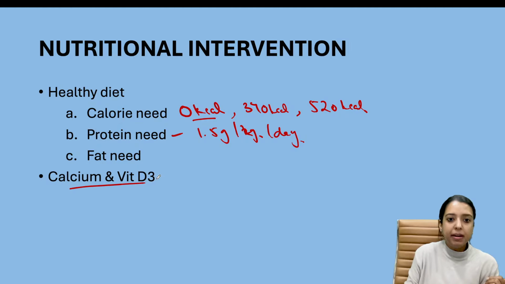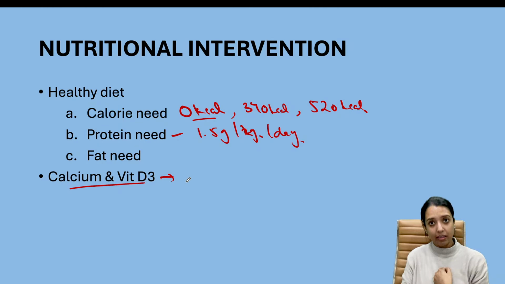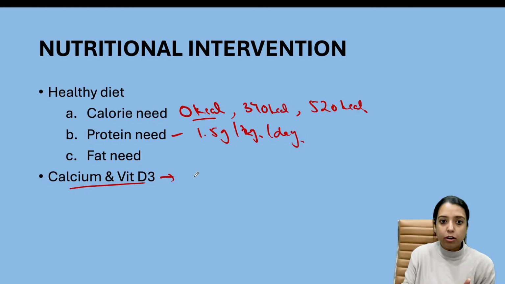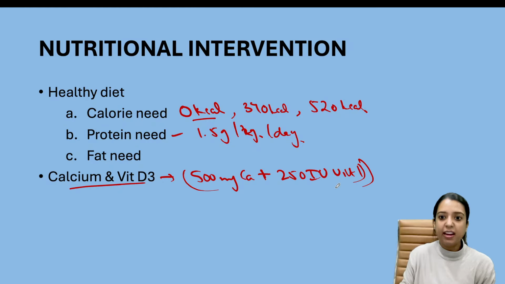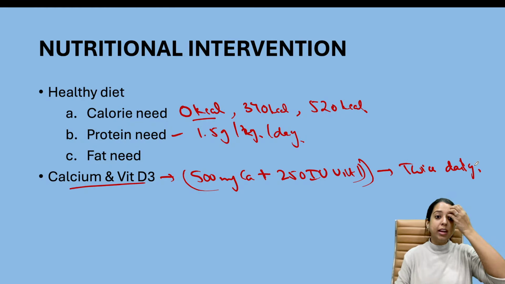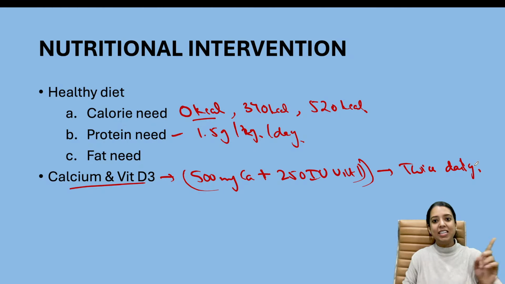ठीक है. Calcium and vitamin D has to be supplemented according to our guidelines. So according to our guidelines, single tablet of calcium and vitamin D, though the question has never been asked, still I'm telling you, 500 milligram of calcium plus 250 international units of vitamin D. This is the single tablet available in government hospital. It has to be taken twice daily. Just like iron, folic acid, calcium, vitamin D tablets are also available. ठीक है. So that has to be taken as 500 milligram calcium and 250 vitamin D. That has to be taken twice daily. ठीक है.